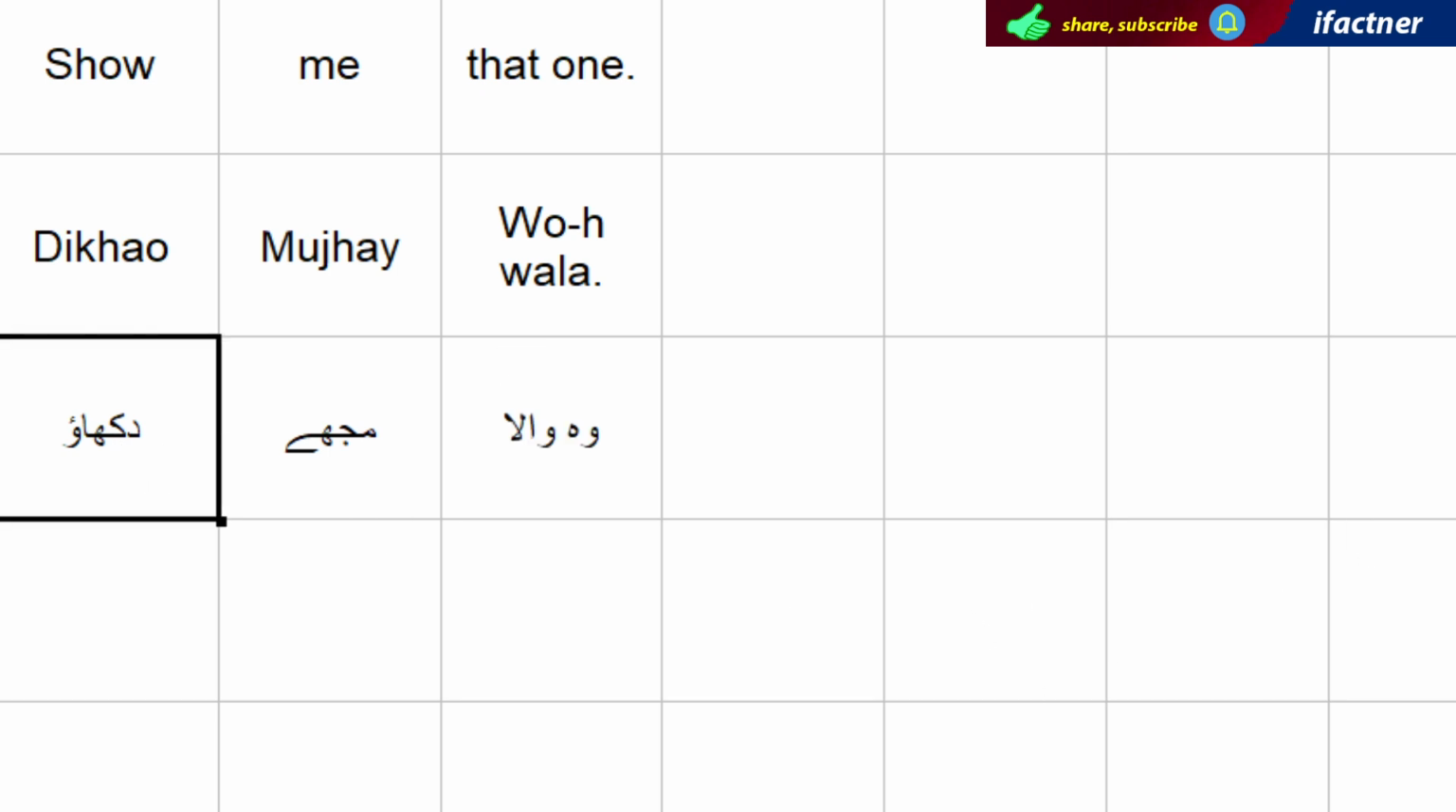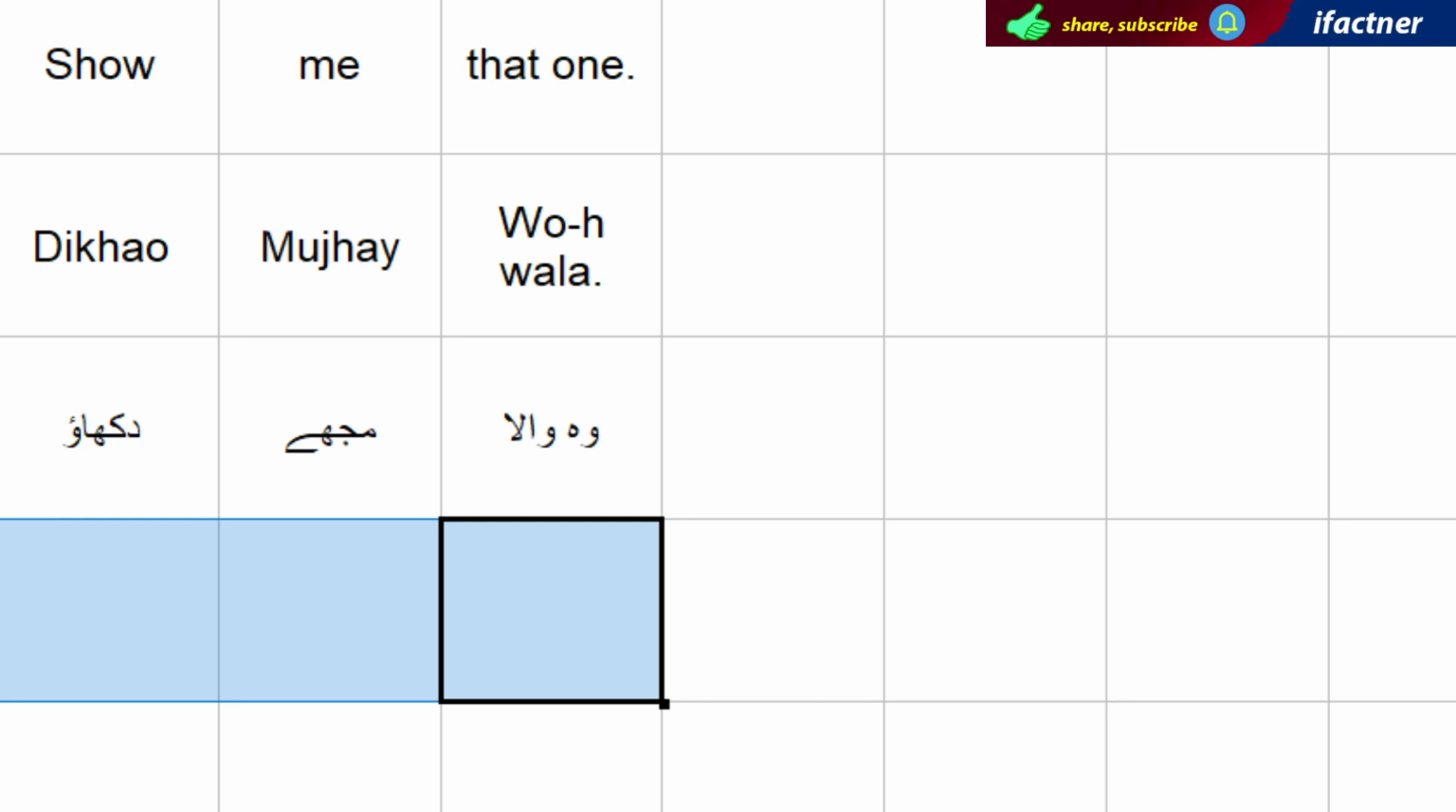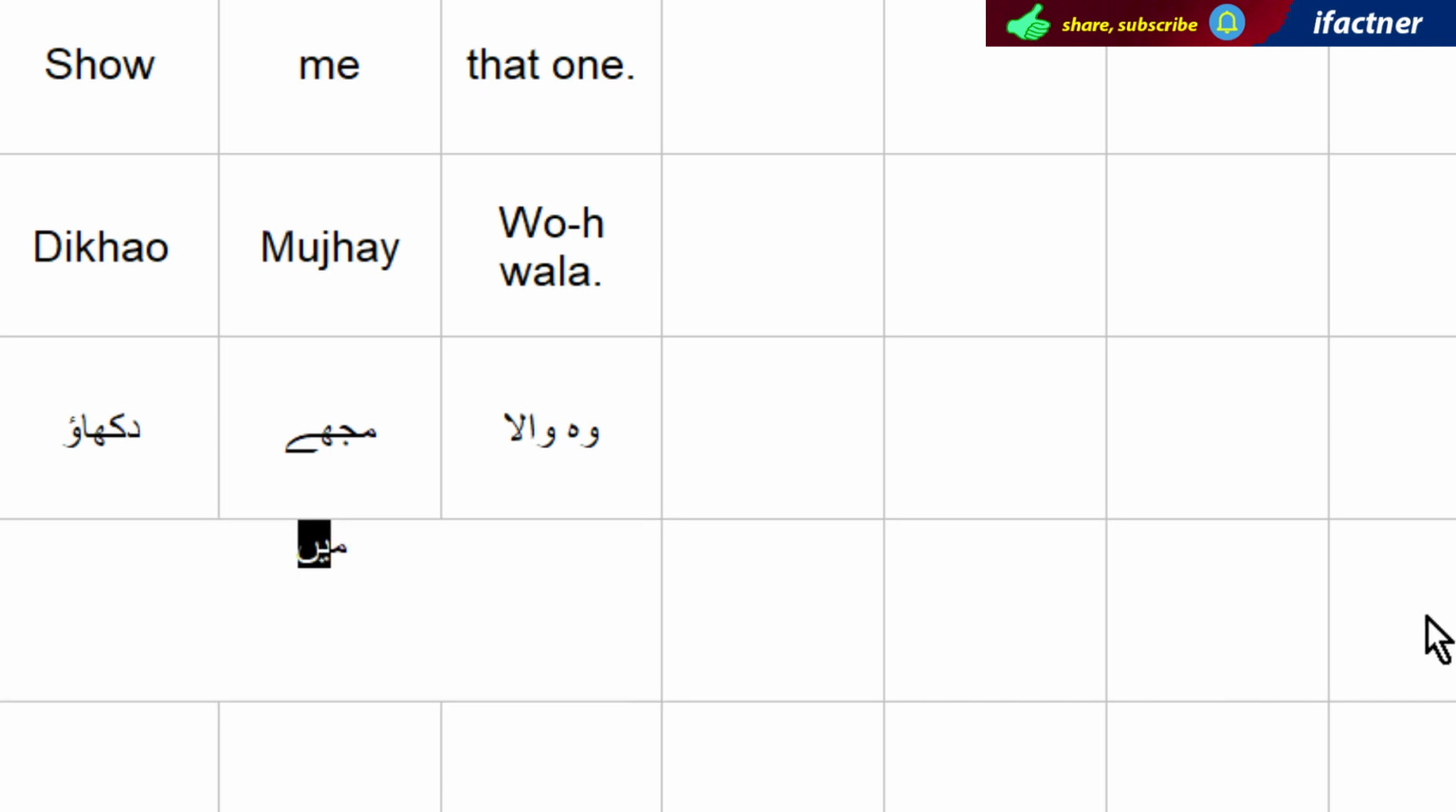Now we want to type a sentence using these four words. So in Urdu we will say मुझे वो वाला दिखाओ. Subject मुझे. वो वाला, that one, and then the verb. So we will say मुझे, मीम जीम हे बड़ी है. वो, वाव हे वो. वाला, वाव अलिफ वा, लाम अलिफ ला. वाला दिखाओ. दाल काफ हे अलिफ हमजा वाव दिखाओ. मुझे वो वाला दिखाओ.